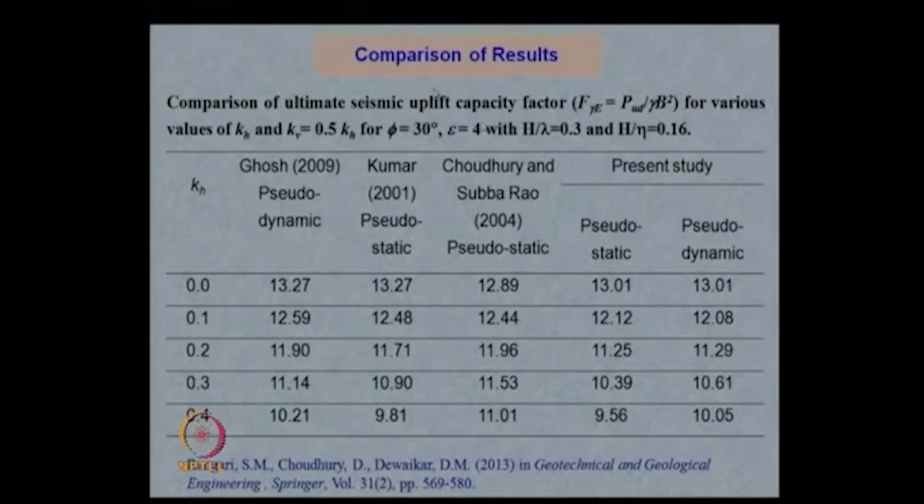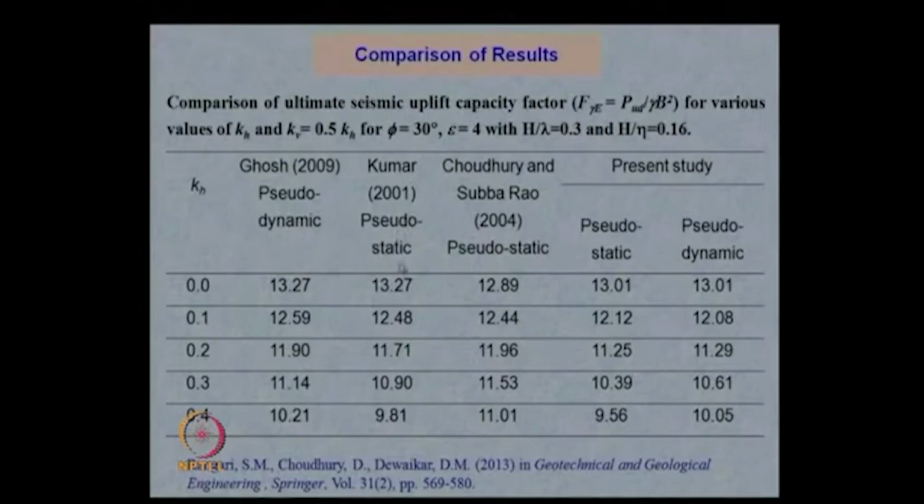You can see the results have been compared with previous researchers' results using the ultimate seismic uplift capacity factor, this F gamma E, which is expressed as PUD by gamma B square in non-dimensional form. So, these are non-dimensional factors as we have seen. For various input values, these are the different input values you can see over here. For different values of KH, Ghosh's pseudodynamic approach, these are the results of this F gamma E.